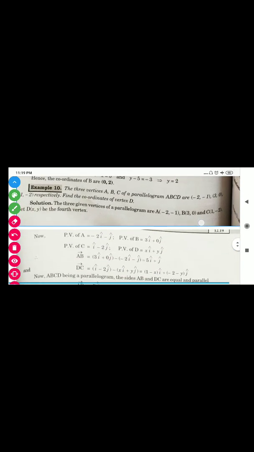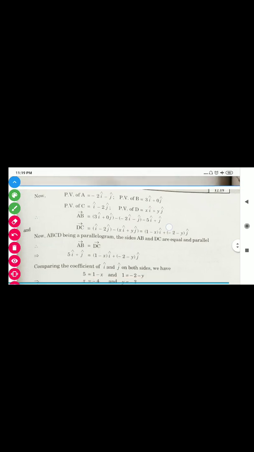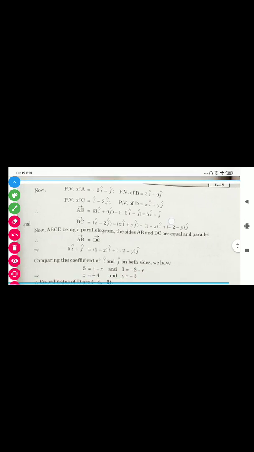Next we have question number 10. Same question we did yesterday in the previous video. The three vertices of a parallelogram are given. We need to calculate the coordinates of vertex D. In a parallelogram, opposite sides are equal and parallel. So here we find the AB vector and DC vector.